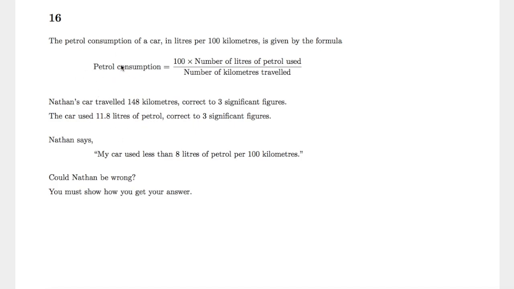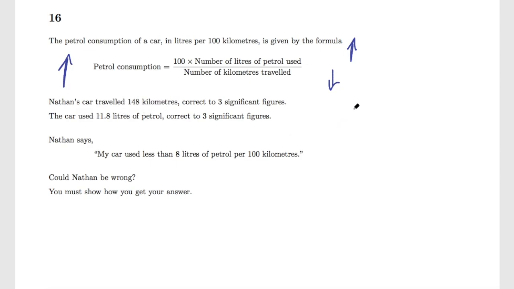Now, if we look at the petrol consumption carefully, this is going to go up if the number of litres of petrol used is higher and the number of kilometers travelled is lower. So what we want to do is to get the highest possible value of the litres of petrol used and the lowest possible value for the number of kilometers travelled. And because these are correct to 3 significant figures, we can take the upper bound for the litres of petrol used and the lower bound for the number of kilometers travelled.